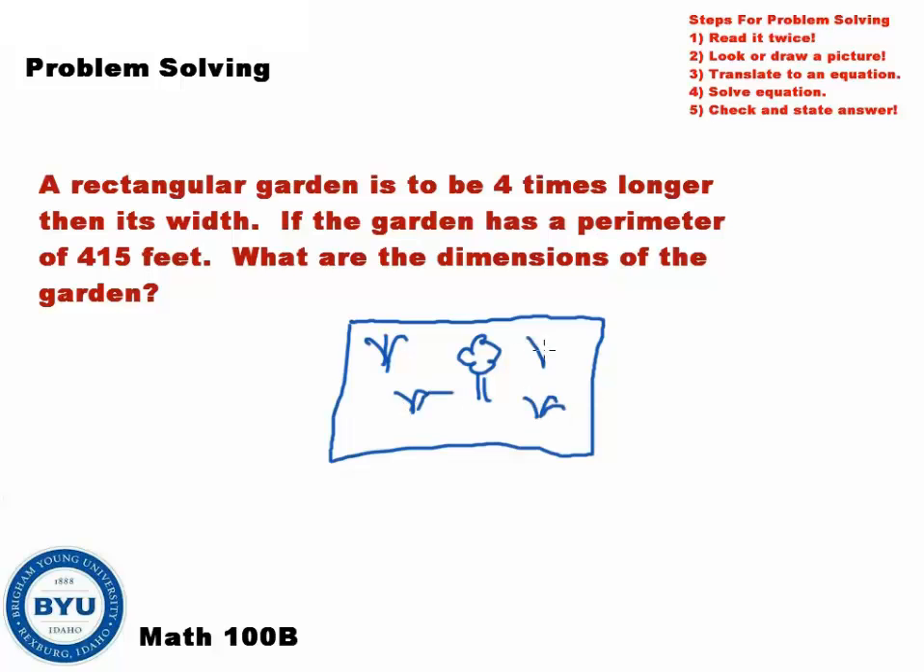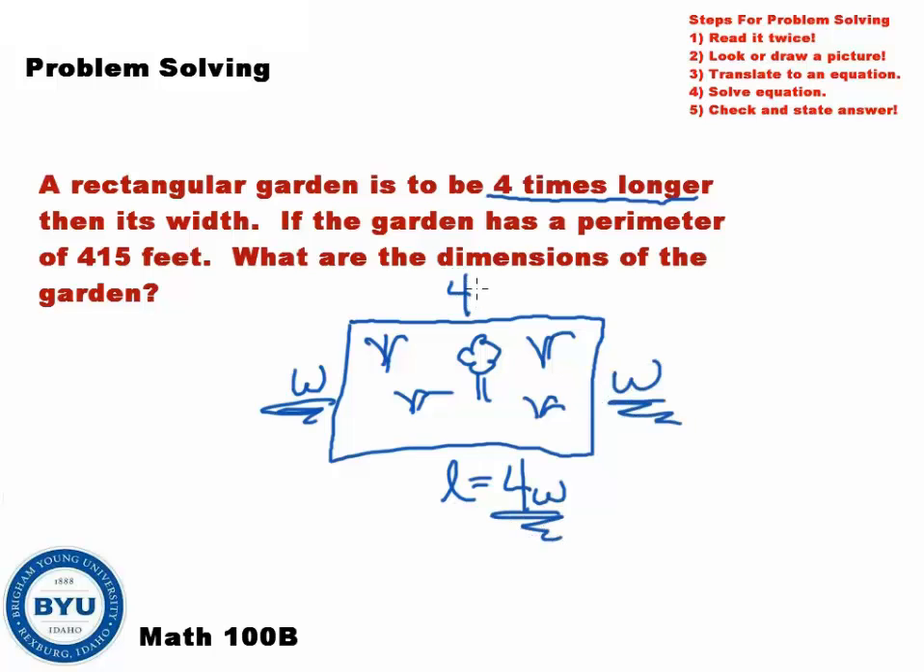In my garden, there's always lots of weeds. And so we could label these things. We know that this is the width and this is the length. Now they tell us that it needs to be 4 times longer than its width. So I know that the length is going to be 4 times w. Okay, 4 times w. So that means over here we have 4w, over here we have 4w. Well, this would be w, and this would be 4w.